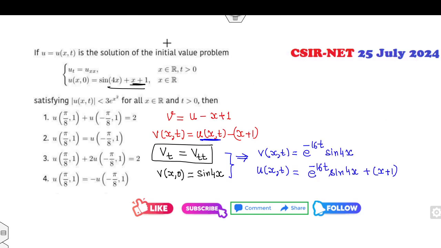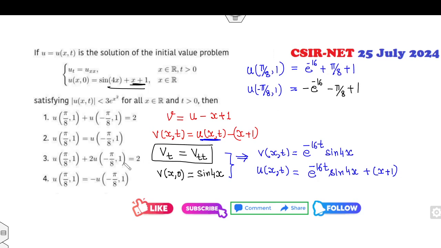Now that's over. Now your target is to find the value at pi by 8 comma 1 and the value at minus pi by 8 comma 1. So what is the answer at pi by 8 comma 1? It's e raised to power minus 16 times pi by 2, sine of pi by 2 is 1, plus pi by 8 plus 1. And at minus pi by 8, it's e raised to power minus 16, sine of minus pi by 2, plus minus pi by 8 plus 1.